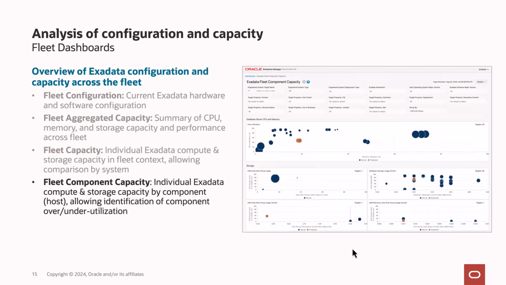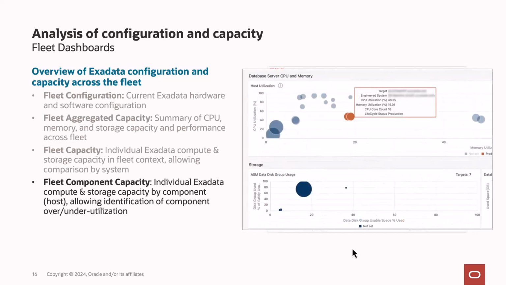Next level is the fleet component capacity. Now we are breaking down into individual nodes on the Exadata. It is not uncommon to have a 4-node cluster where some databases are active on node 1 and 2 and others are active on node 3 and 4. This can lead to an uneven distribution of workloads, and this can easily be identified by the fleet component capacity dashboard.